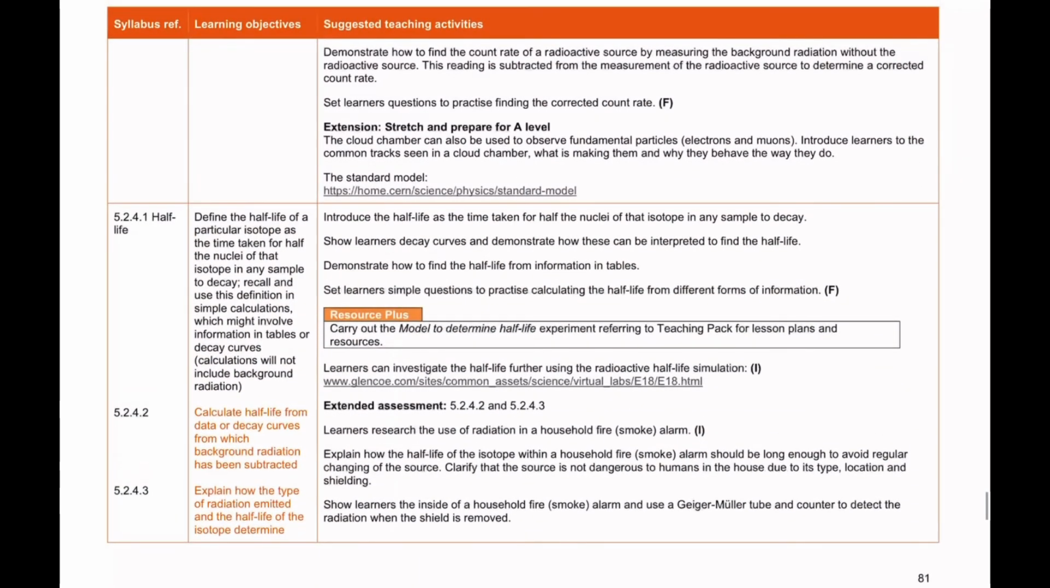Key concept 5.2.4.1. Half-life. Learning objectives. Define the half-life of a particular isotope as the time taken for half the nuclei of that isotope in any sample to decay. Recall and use this definition in simple calculations, which might involve information in tables or decay curves. Calculations will not include background radiation.